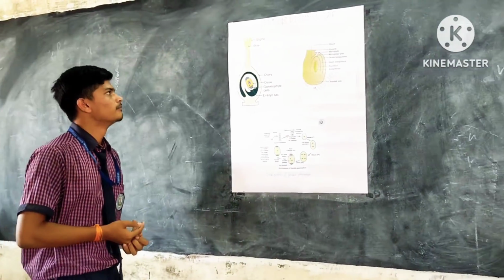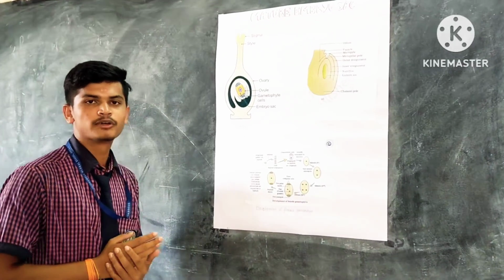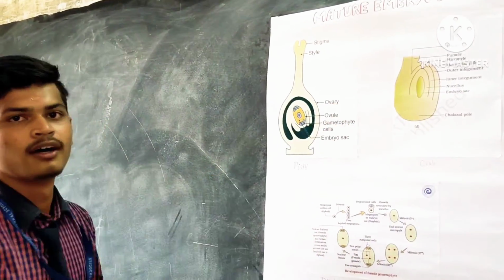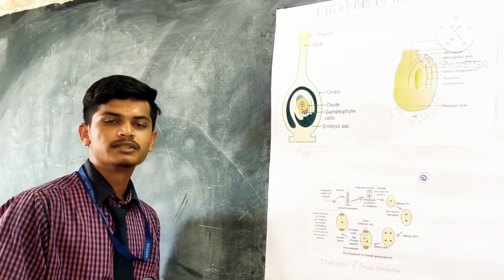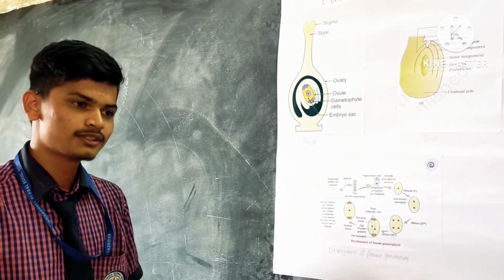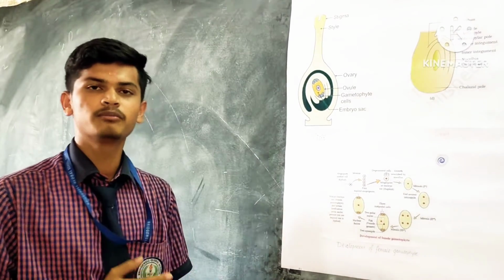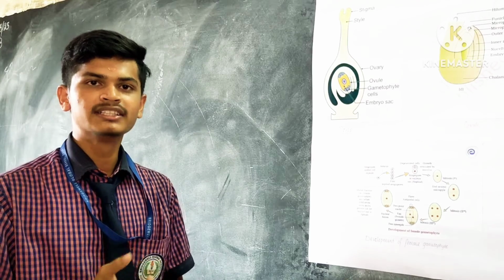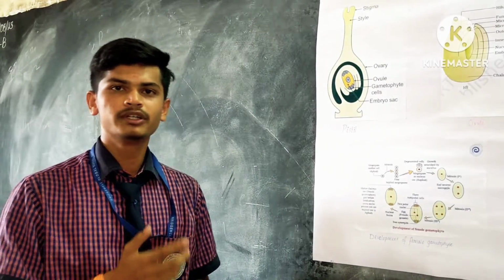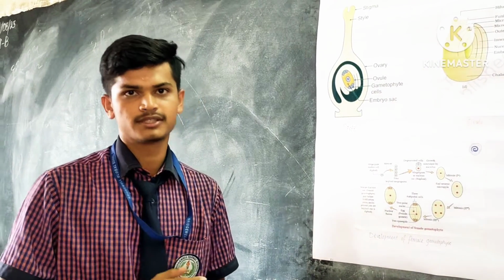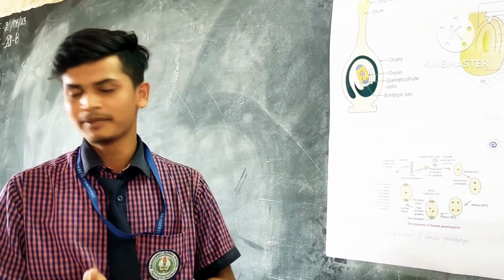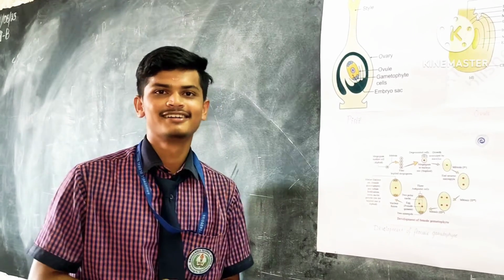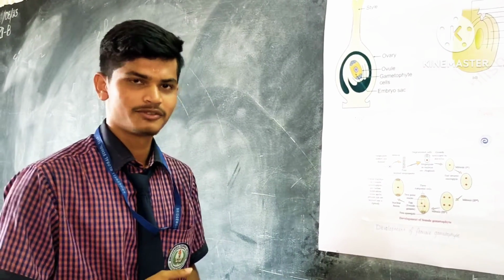There are 3 most important parts of the pistil: one is the stigma, second the style, and third the ovary. First of all, the stigma. Stigma is the landing platform of pollen grains. Inside the ovary there is a cavity which has the ovule.